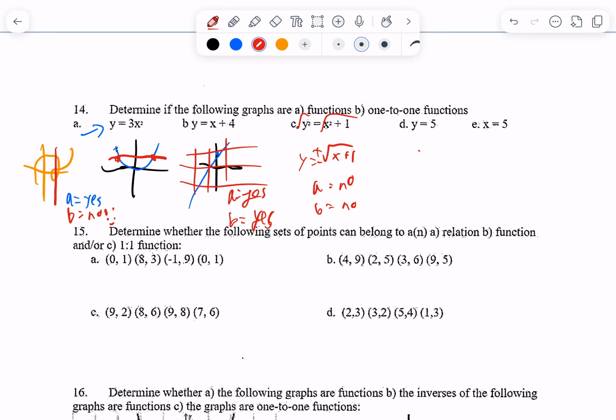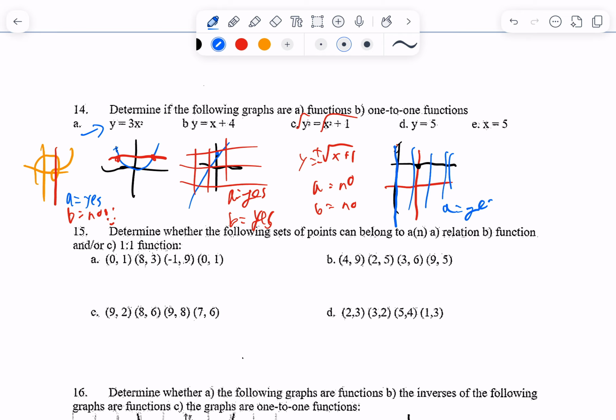Okay, y equals 5. Let's draw 5, because that means it's a straight horizontal line. X equals a number is vertical, y equals a number is horizontal. And it starts on the fifth line. So if it's a function, we can find out by doing this. It is a function because it only touches the black line once. So A equals yes. And then B, let's see if it touches it more than once. Yes, because the whole line is going horizontal. So it's not a one-to-one function.